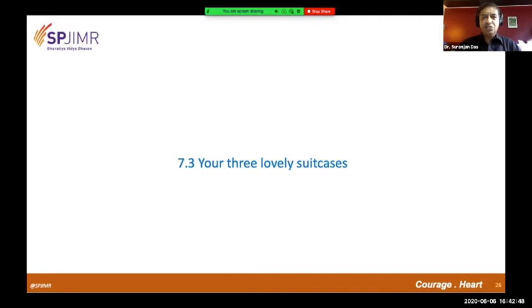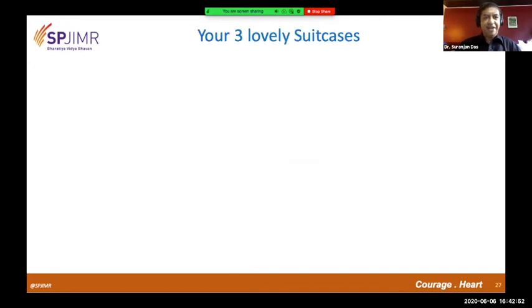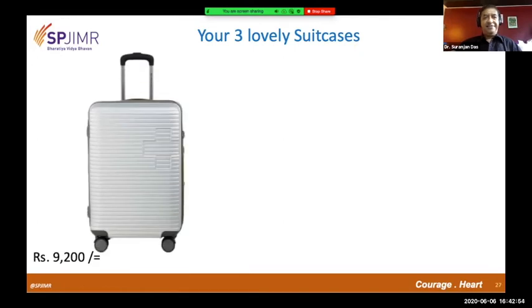You have three lovely suitcases. Okay, we are getting the suitcases. Hi. So look at this. This is one suitcase. This looks snazzy, right? I think I would want this one. Yep. So this one costs 9,200 rupees.